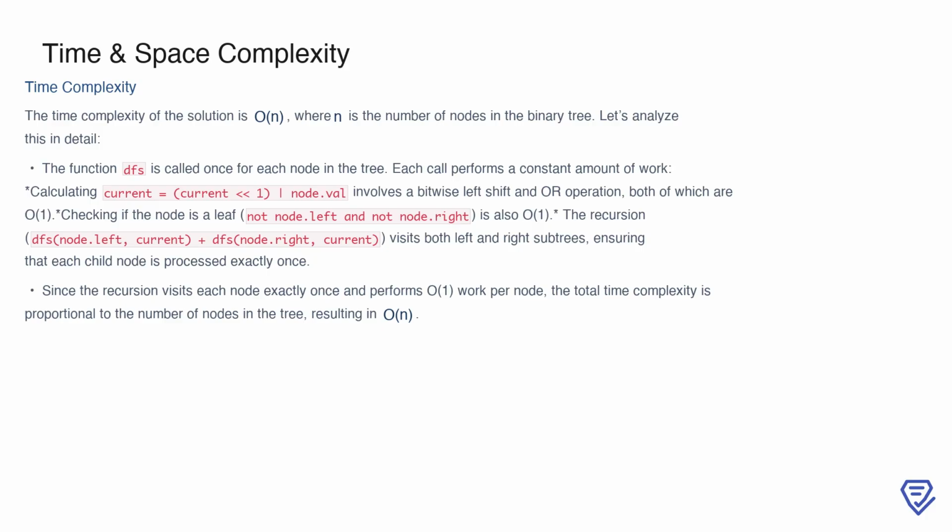The recursion then proceeds to explore both the left and right subtrees, ensuring that all child nodes are visited exactly once. Since each node is processed only once, and each visit involves constant work, the total time complexity is directly proportional to the number of nodes, resulting in O(n).